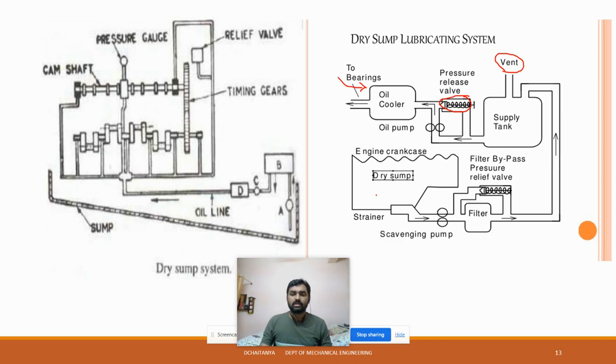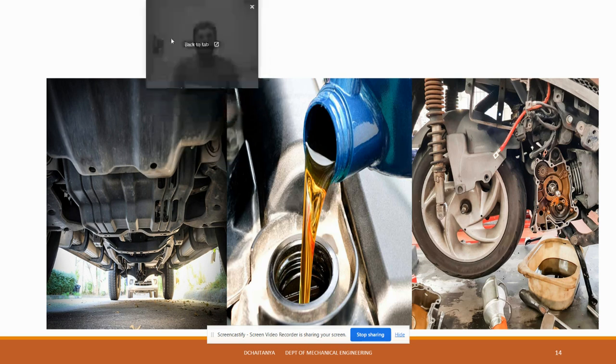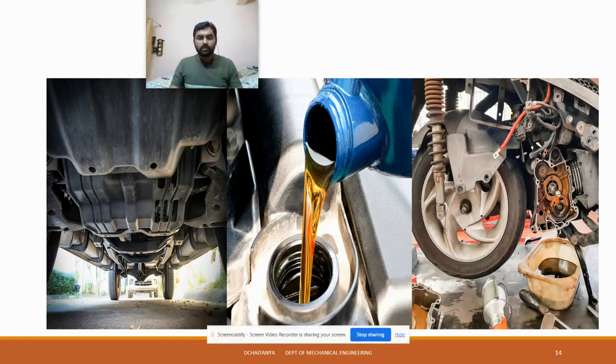So you can see at every point a sump with strainer and a filter. A pump is required, and a scavenging pump is also required for this dry sump lubrication. These are some pictures you can see, where at the bottom end of the four wheelers you will get the oil sump, where you refuel and refill the oil. For the two wheelers you can see the main shaft and the pinion. At the bottom end it is a drain hole.